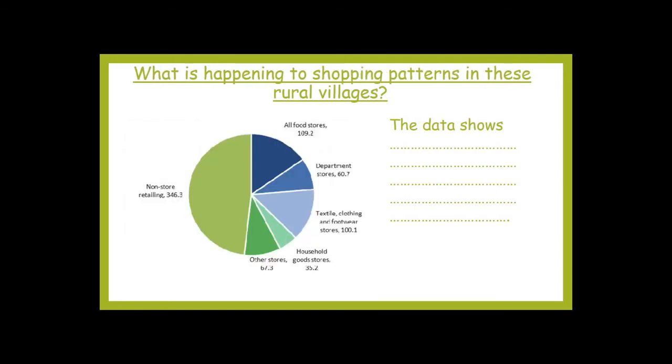Finally, shopping habits. Now, on non-store retailing, what do you think that might be? That large medium green segment there accounts for nearly half of all the shopping going on. What do you think non-store retailing is? Yeah, it's another way of saying online shopping. And then you've got food stores, department stores, clothing, household and other. So online shopping these days accounts for almost half of all the shopping that is happening. Fewer and fewer people are going into store to do their shopping. So the data shows that the way we are shopping has changed. We are shopping more and more online, with nearly half of retail happening in non-store retailing.